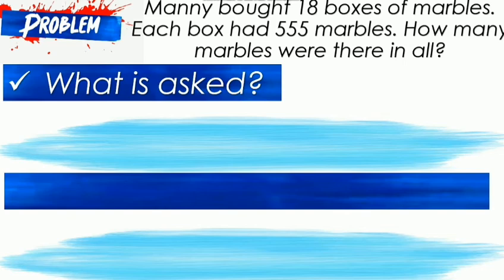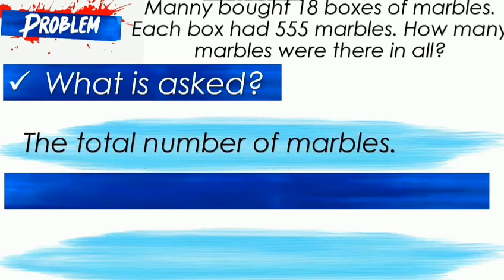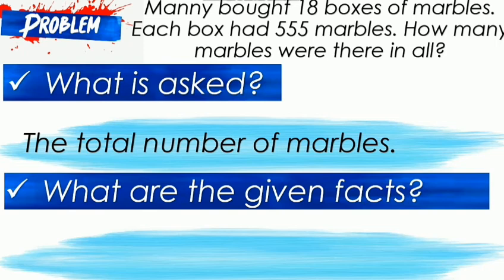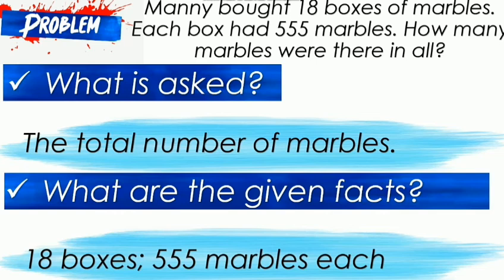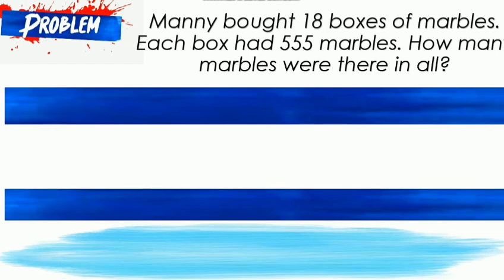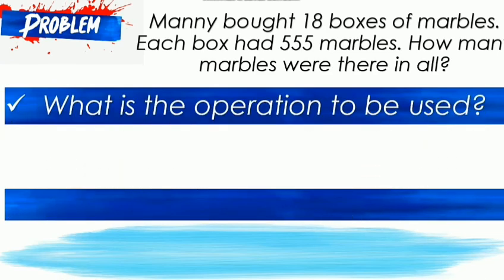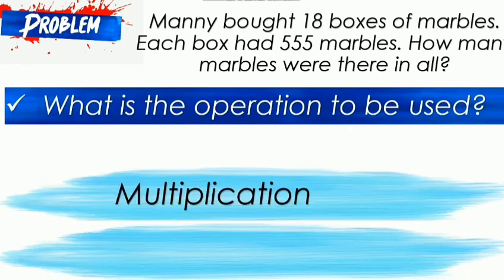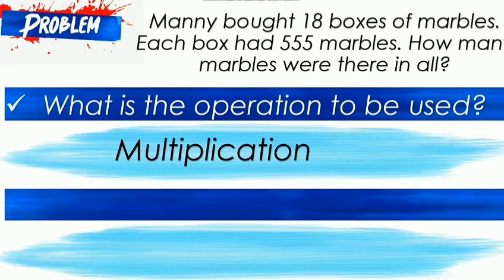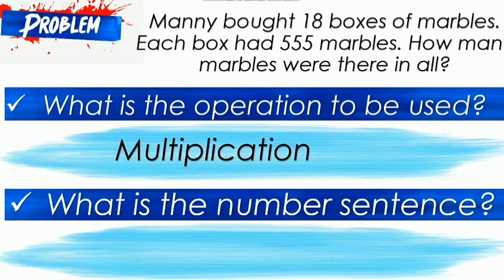That's the question. So finding the number of marbles that were there in all, what is the information that was given in the question? The information on the screen is 18 boxes of marbles, and each of these 18 boxes had 555 marbles. Now you move to the operation, which visibly is multiplication. So we are going to be using multiplication to solve this problem, and the next one is the number sentence.